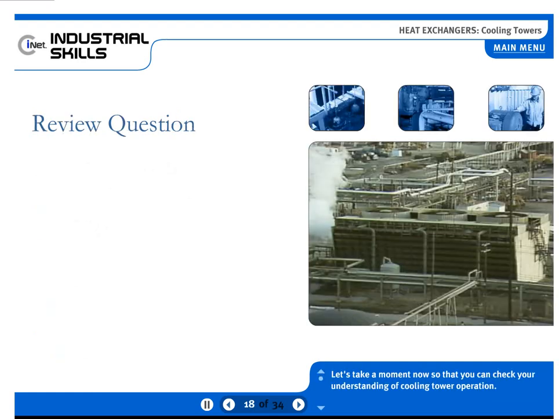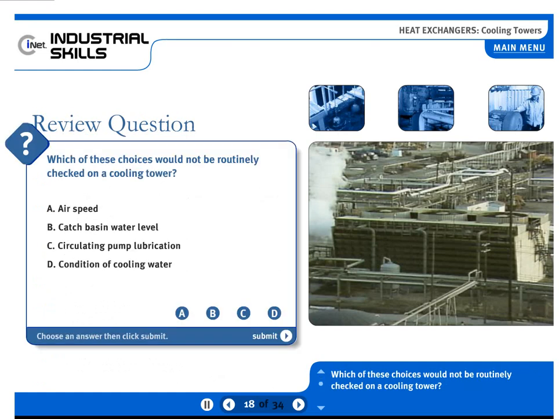Let's take a moment now so that you can check your understanding of cooling tower operation. Which of these choices would not be routinely checked on a cooling tower?